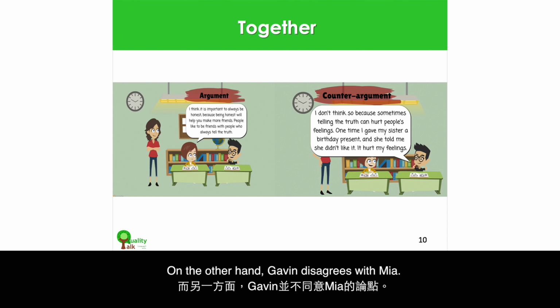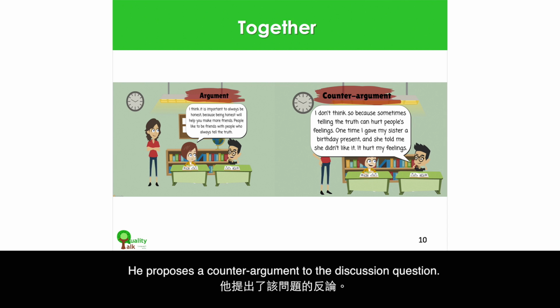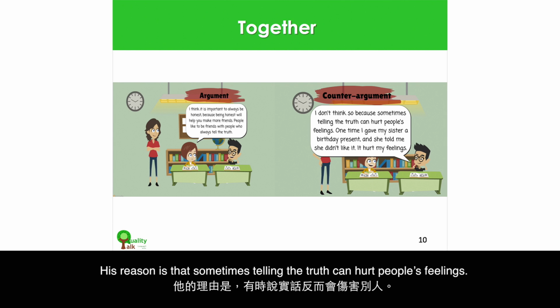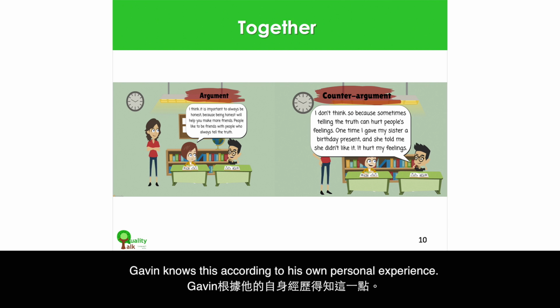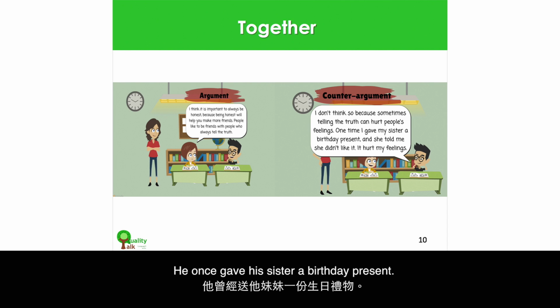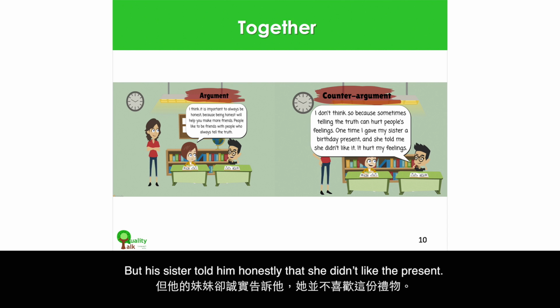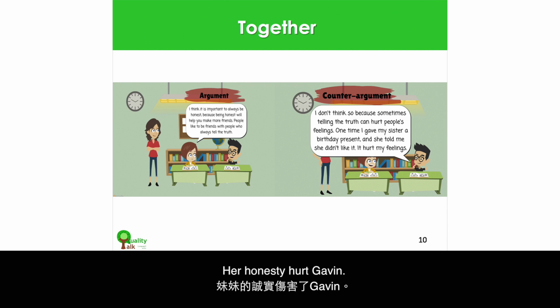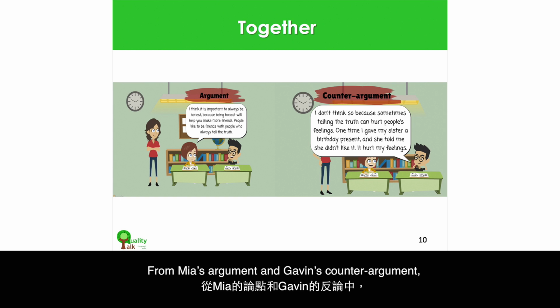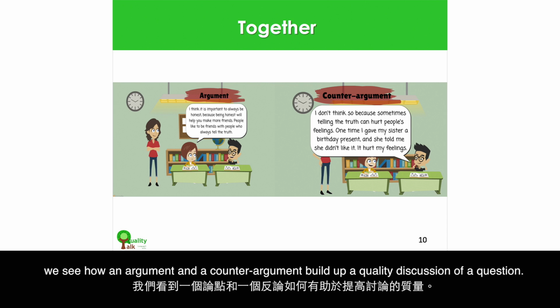On the other hand, Gavin disagrees with Mia. He proposes a counter-argument to the discussion question. His reason is that sometimes telling the truth can hurt people's feelings. Gavin knows this according to his own personal experience. He once gave his sister a birthday present, but his sister told him honestly that she didn't like the present. Her honesty hurt Gavin. From Mia's argument and Gavin's counter-argument, we see how an argument and a counter-argument build up a quality discussion of a question.